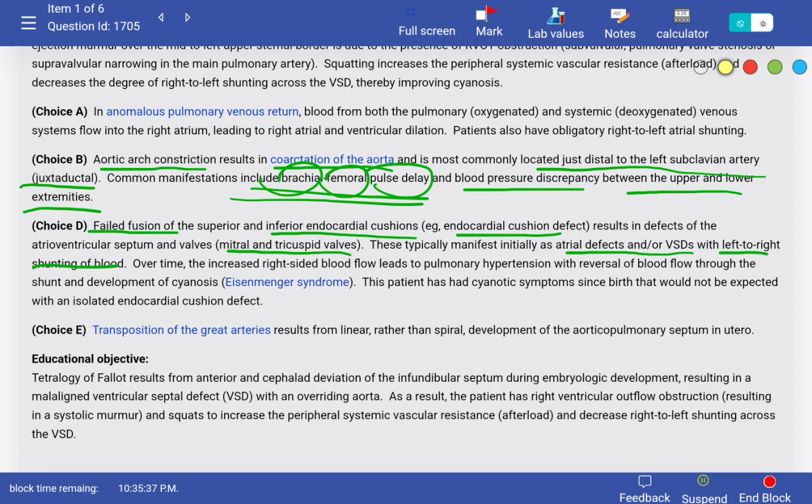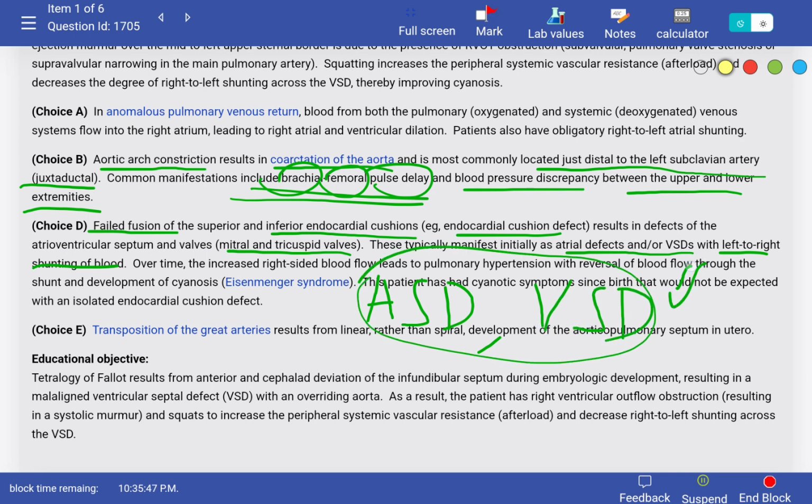Initially it would be left to right shunting, and like ASD and VSD, if they are initially left to right shunting, they would not present with cyanosis, right? And whenever there is hypertrophy of the right side, the shunting would become right to left, and that would become Eisenmenger syndrome, which would cause cyanosis, right?